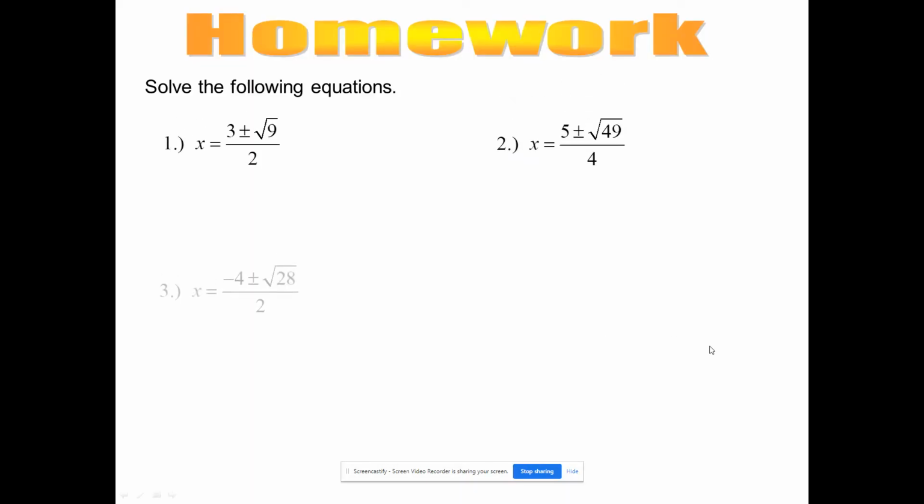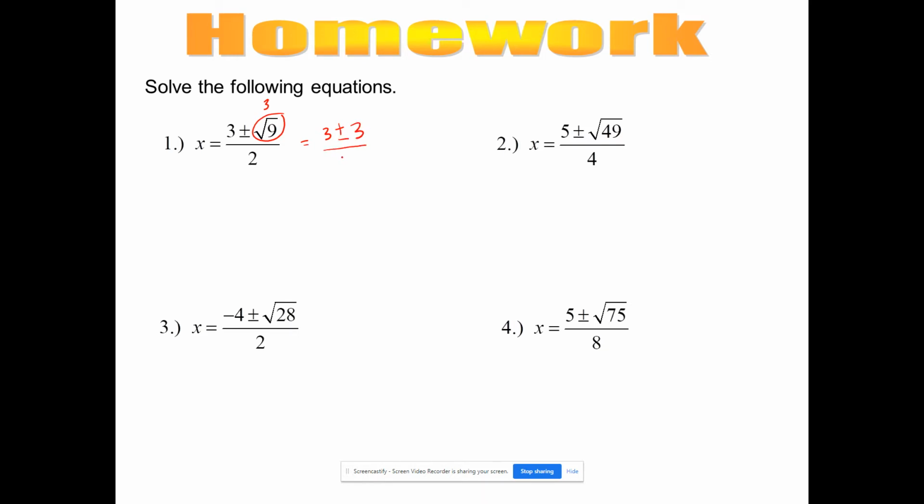Okay, so let's take a look at those 4 homework problems. All right, so what we're doing is we are solving for x here. Let me get my annotator going. There we go. So what you want to do is you want to try to reduce the square root first. And we should all know that square root of 9 equals 3. So I have a 3 plus or minus 3 all over 2.